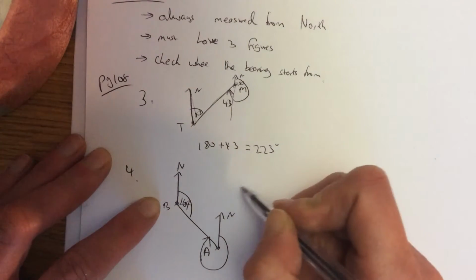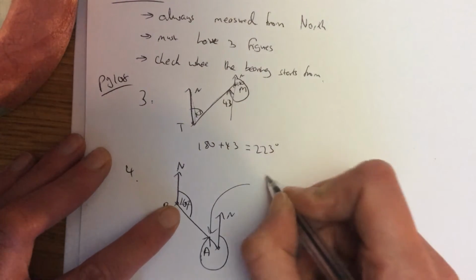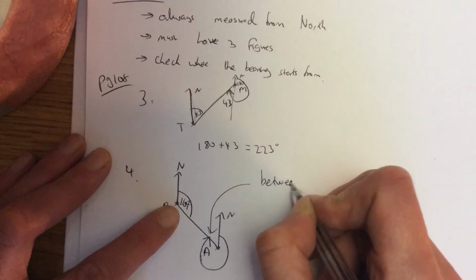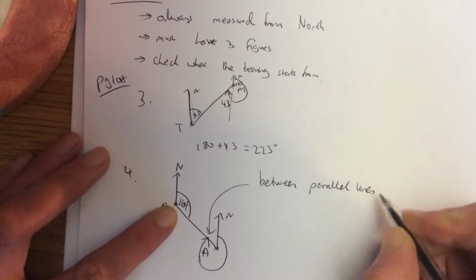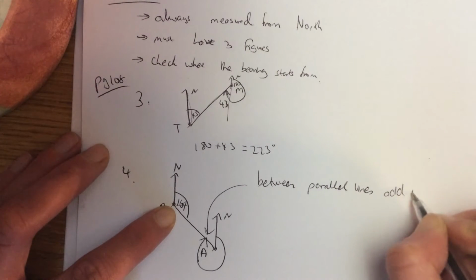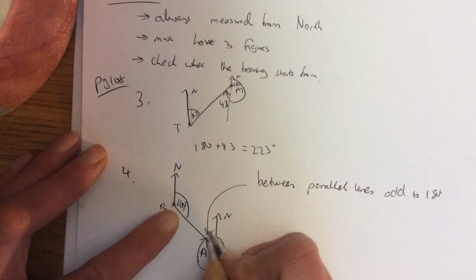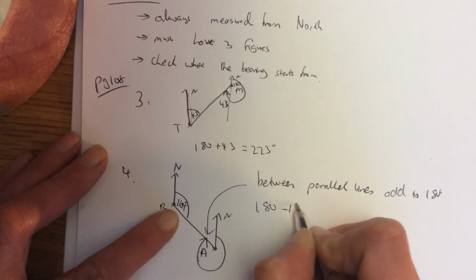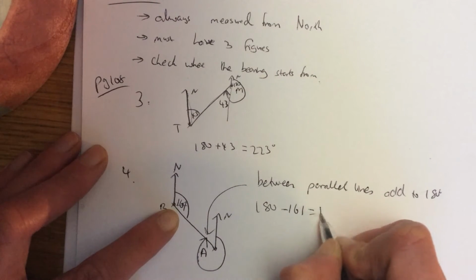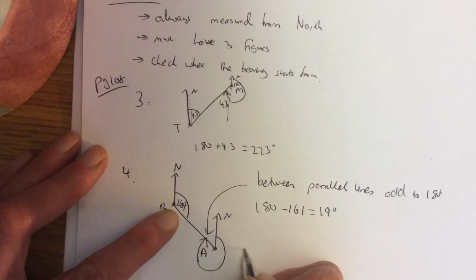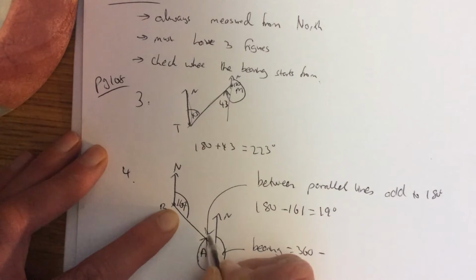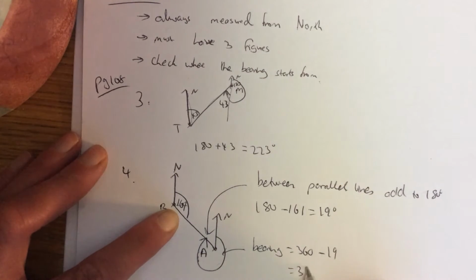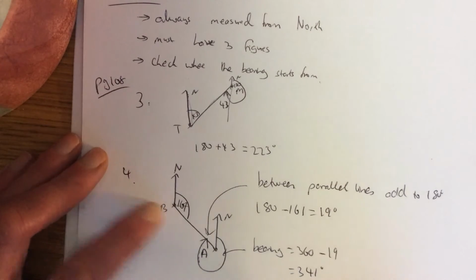Now another quicker way of doing it: between parallel lines adds to 180. It might be an easier way. So to work out this angle in here is 180 minus 161, so that is 19 degrees. To work out your bearing, 360 is the full turn. So the bearing is 360 minus your 19 degrees to give you 341 degrees.